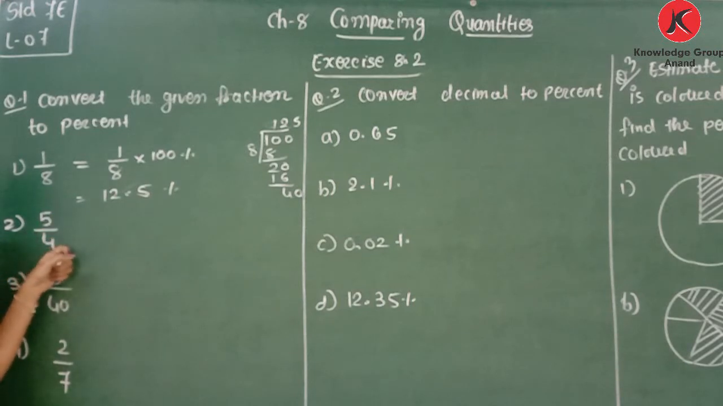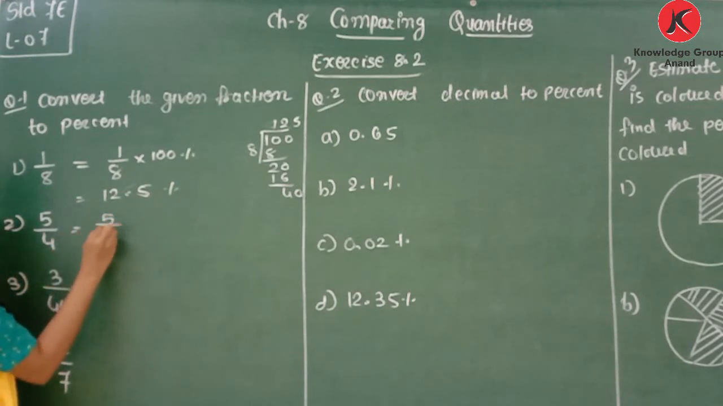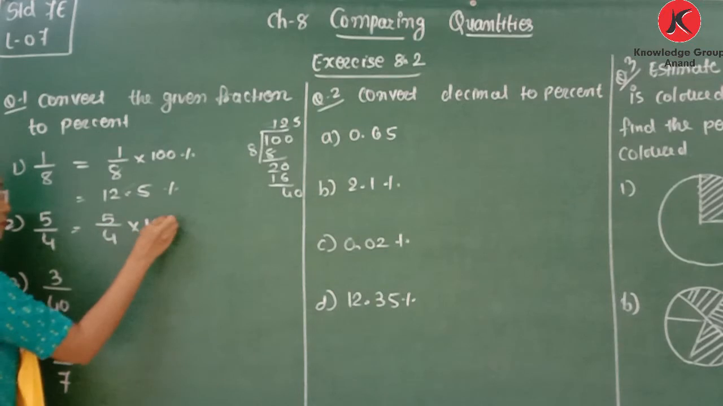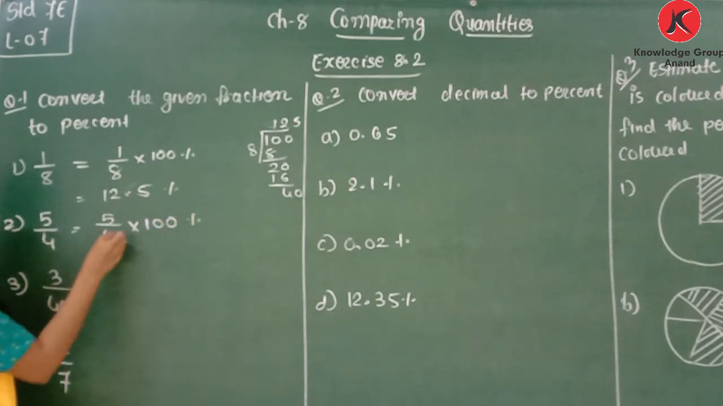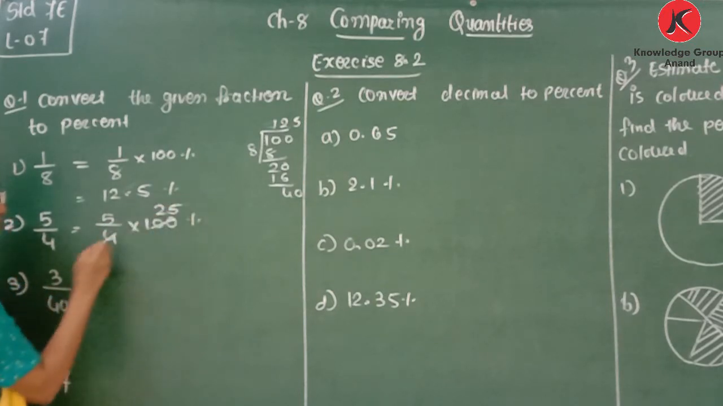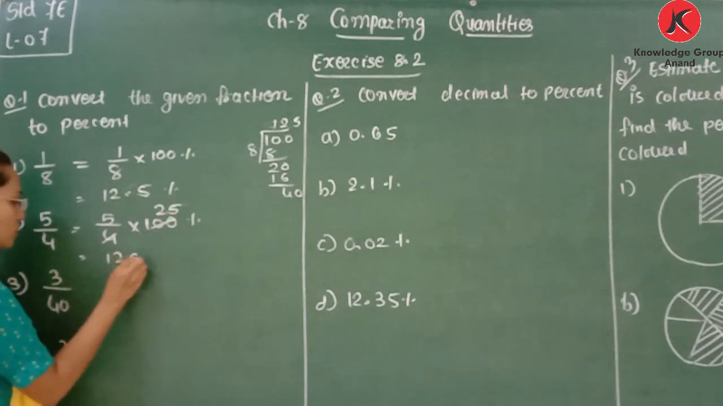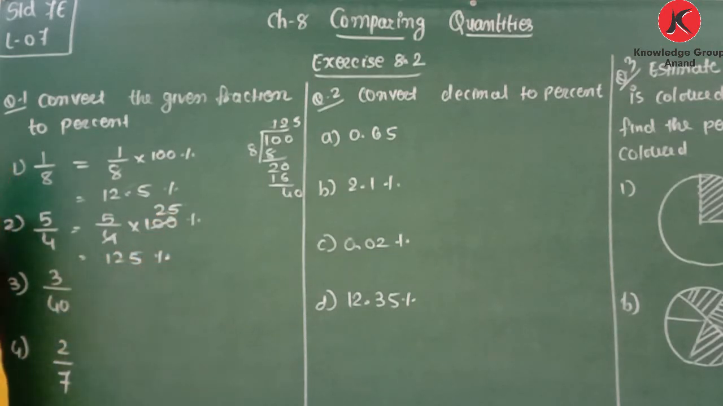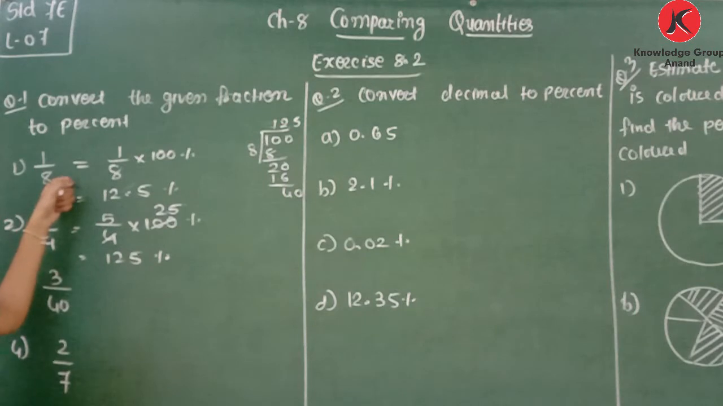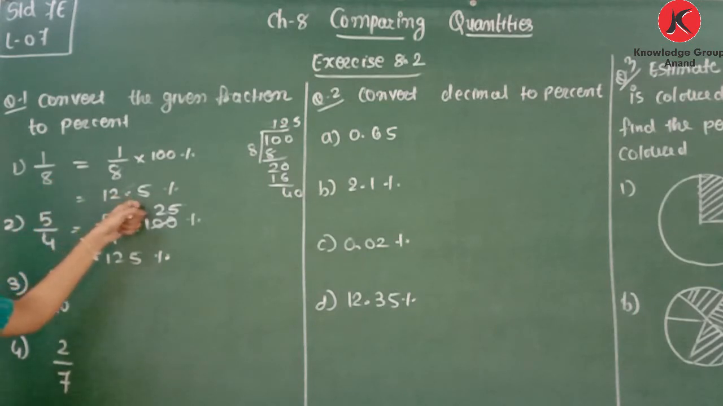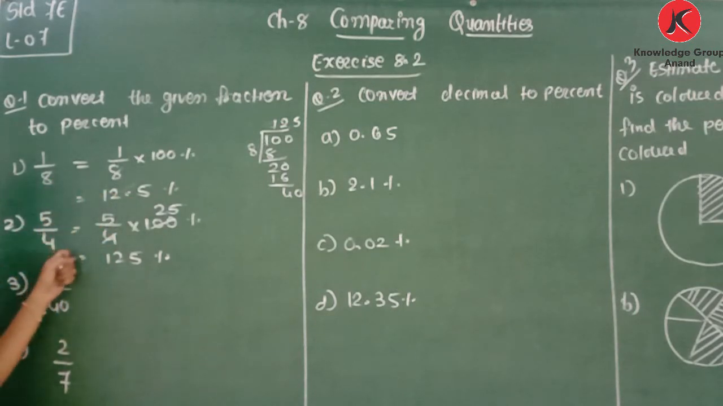Now 5 by 4. Here 5 by 4 is multiplied with 100%. So 25 4s are 100. 5 multiplied by 25 is 125. Now as I told you, whenever it is a proper fraction, percentage is less than 100, and whenever it is an improper fraction, percentage is greater than 100.